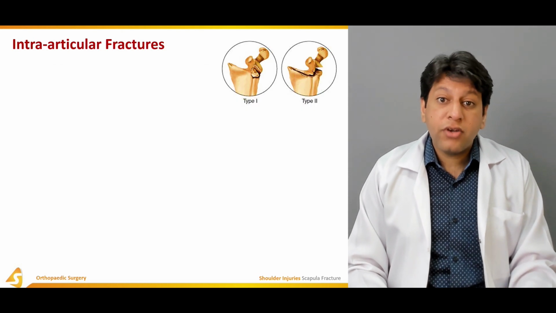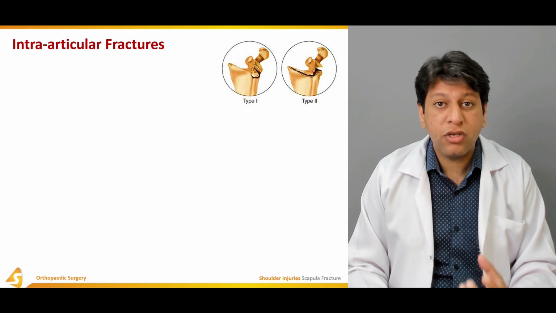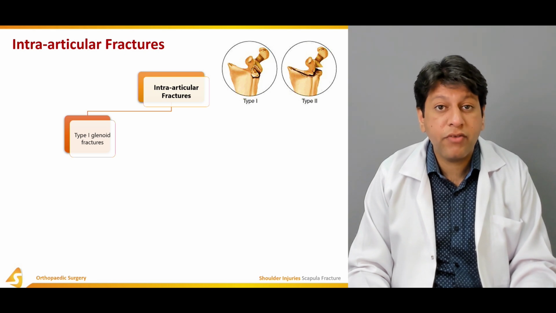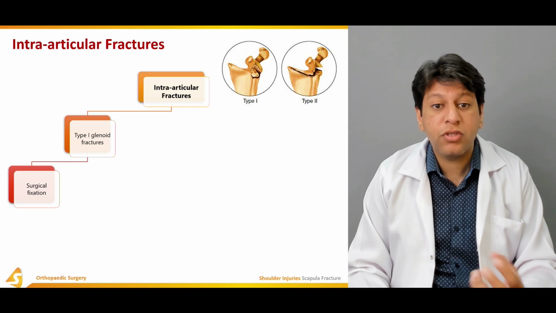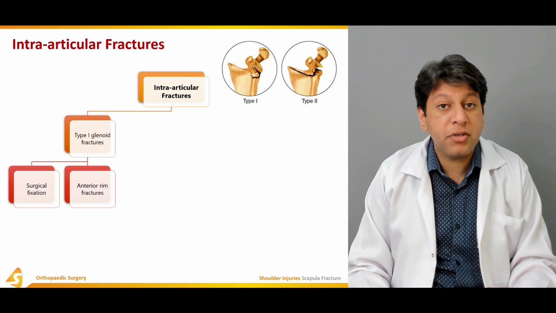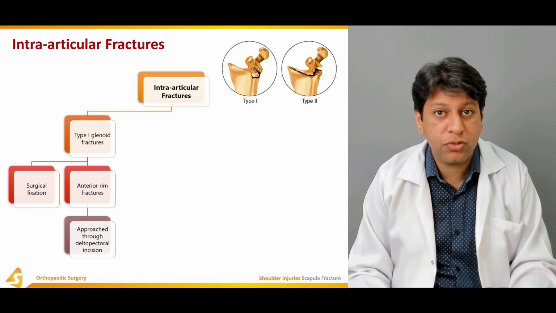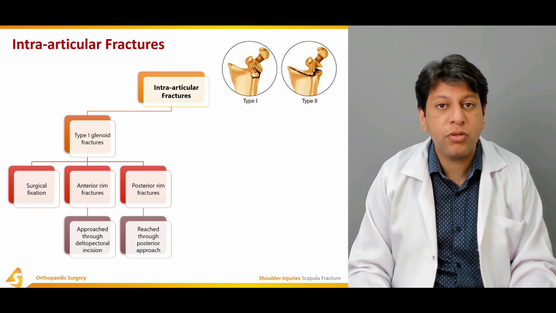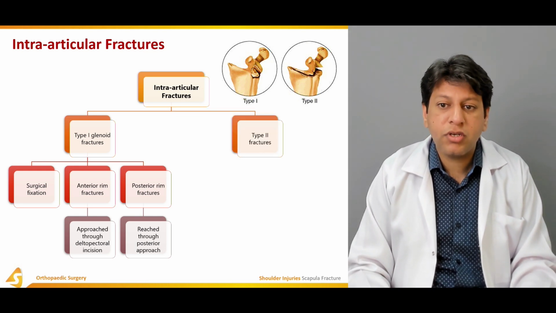Then we come to intra-articular fractures. Intra-articular fractures means those which are involving the glenohumeral joint. Type 1 glenoid fractures are the minimally displaced ones. Sometimes surgical fixation is required because they're intra-articular, in which there may be associated anterior rim fractures, and the approach is through the deltopectoral approach. If it's a posterior rim fracture, then we can go through the posterior approach depending on which part of the rim is injured. Now coming to the type 2 fractures.